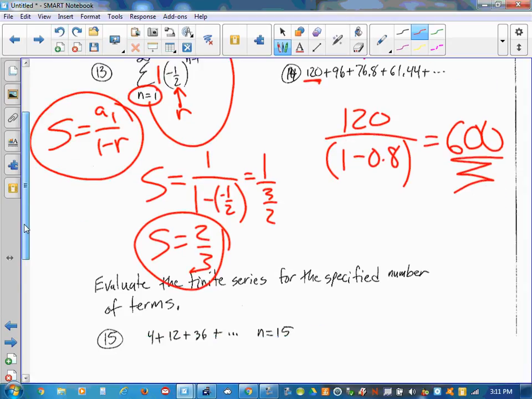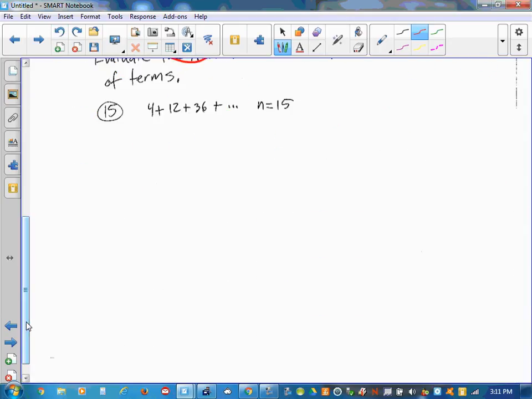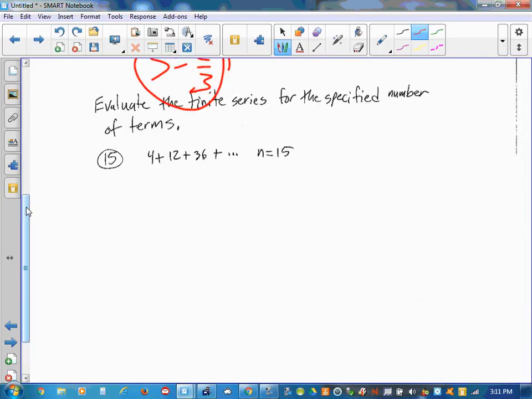And the last problem, you're supposed to figure out this answer. Okay, this is finite and there's 15 terms. Now you don't want to write all 15 terms out because they're going to be really big numbers. So we have Sn is equal to first term times 1 minus the common ratio to the nth power over 1 minus r. And that's the formula.